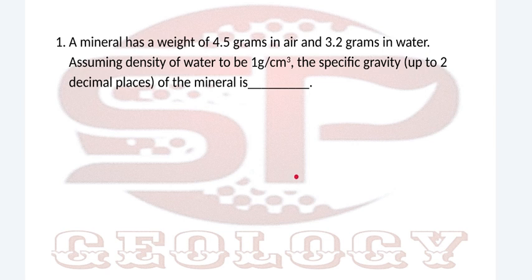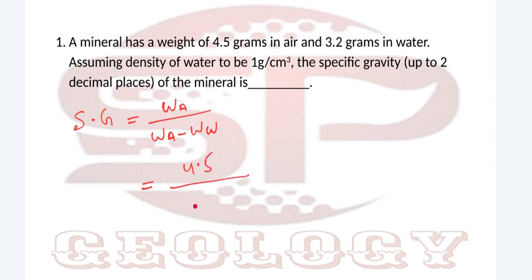Then a mineral has a weight of 4.5 gram in air and 3.2 gram in water. Assuming the density of water to be 1 gram per centimeter cube, find the specific gravity up to 2 decimals. So write down the formula: specific gravity equals weight of mineral in air divided by weight of mineral in air minus weight of mineral in water. So 4.5 gram divided by 4.5 minus 3.2 gives 3.46. It will be 3.46.